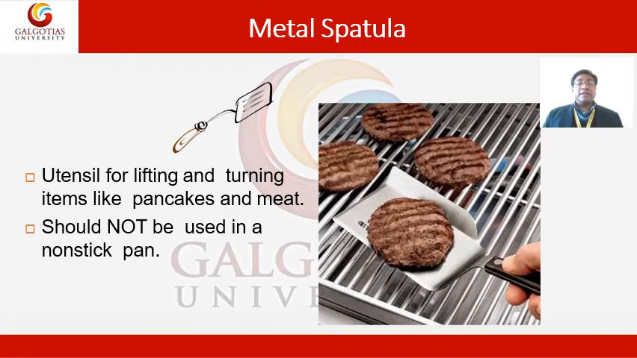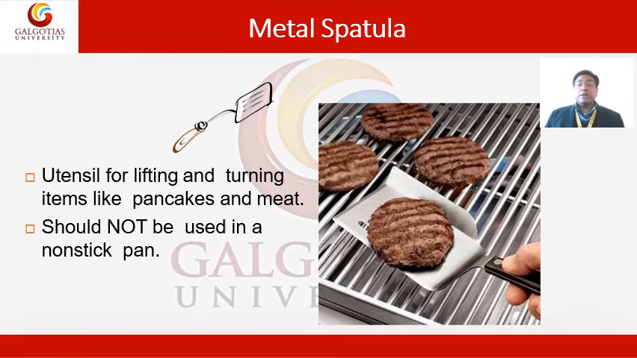Then we have a metal spatula. This is a spatula, if you see, a utensil for lifting and turning items like pancakes and meat. It should not be used in a non-stick pan because it's made of steel and it can scrape the Teflon coating in the non-stick pans.